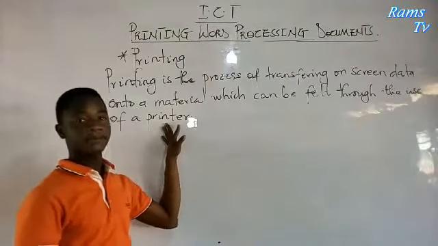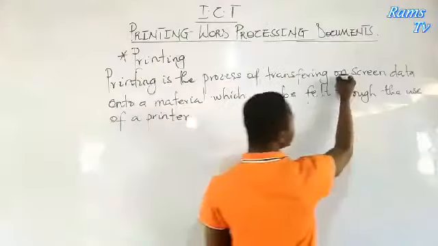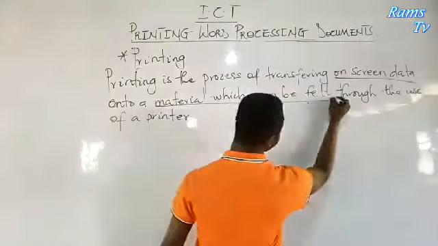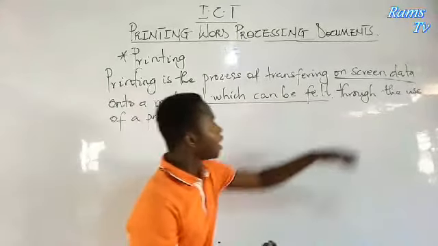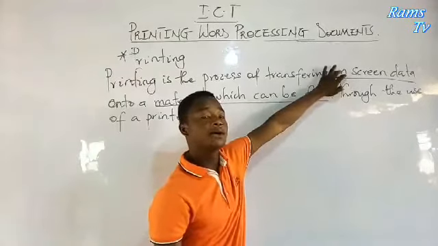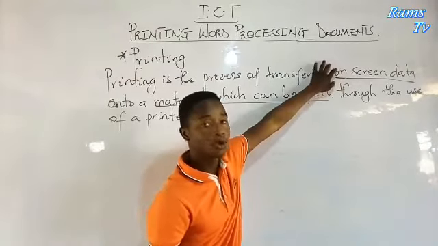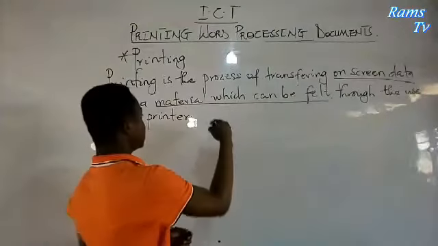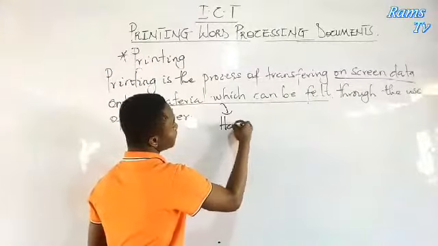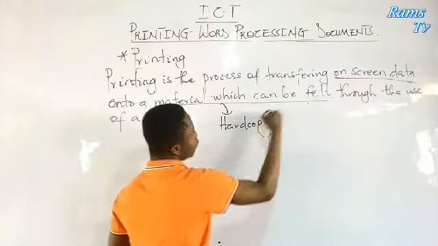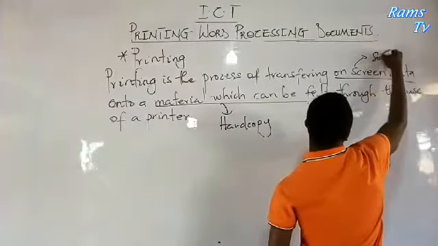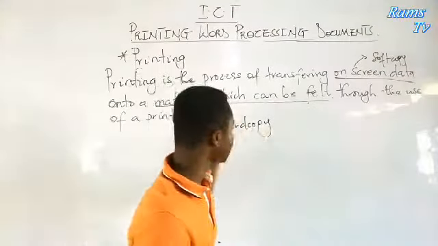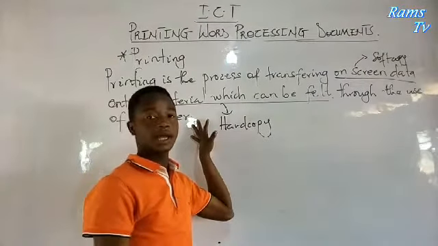Again, printing is the process of transferring on-screen data onto a material which can be felt through the use of a printer. In our definition, we made mention of on-screen data and also material which can be felt. On-screen data here is what we meant by what? The soft copy form of what? Data or information. And data which can also be felt is what we call what? The hard copy form of data. So on-screen data here is what? Soft copy. And material which can be felt is the hard copy form of data we are talking about.